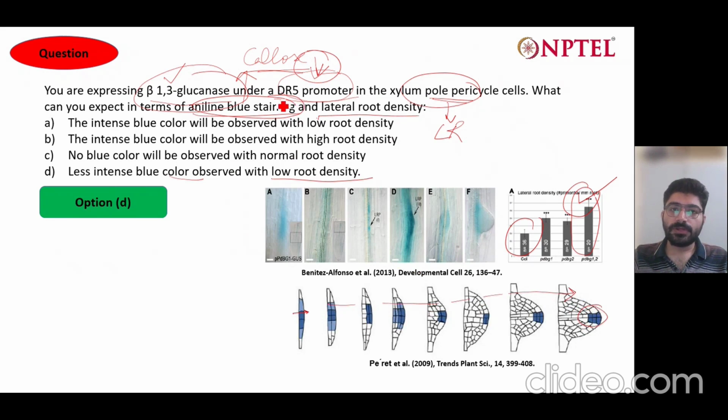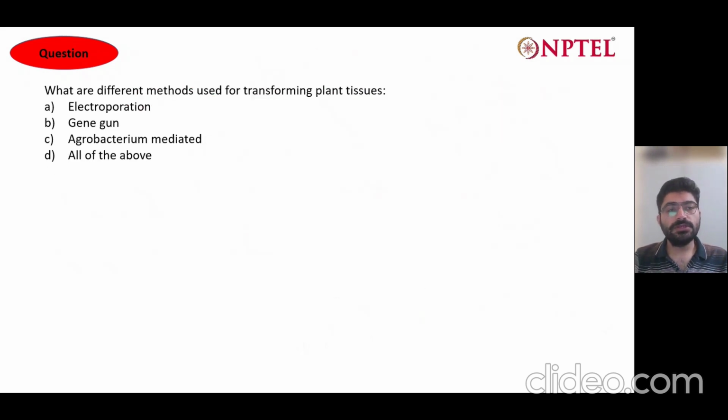So when we express a protein under the DR5 promoter, that is beta-1,3 glucanase, auxin levels will be high here. So expression of beta-1,3 glucanase will also be high, and that will help in less formation of callose, rather degradation of callose. So this will help in formation of less intense blue color and hence low root density. Okay. Now moving on to the next question.